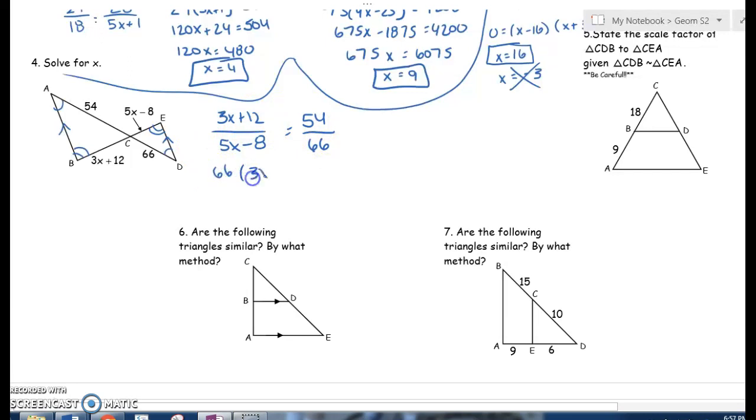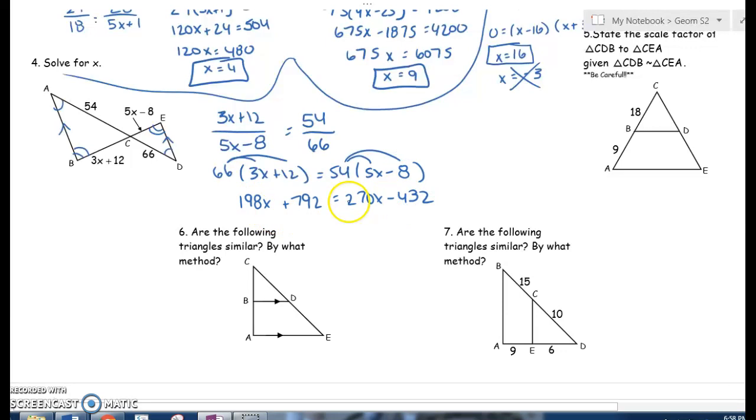You've got 66 times 3x plus 12. You've got 54 times 5x minus 8. You're going to distribute the 66. 66 times 3, you'll get 198x. 66 times 12, you get 792. So we've got some big numbers on this sheet. 54 times 5x is 270x. And then 54 times negative 8 is negative 432.